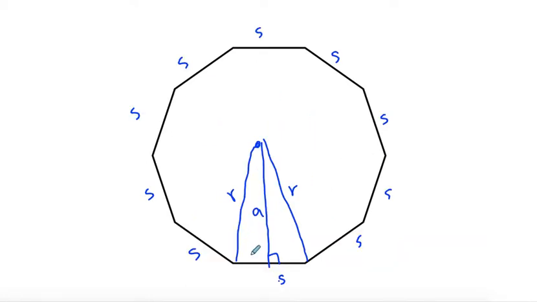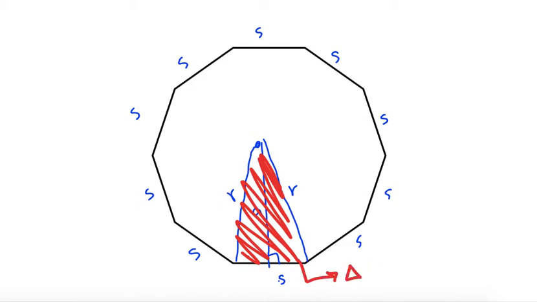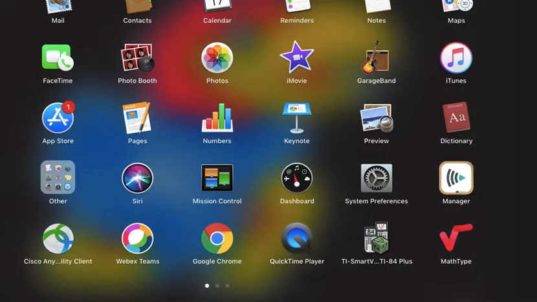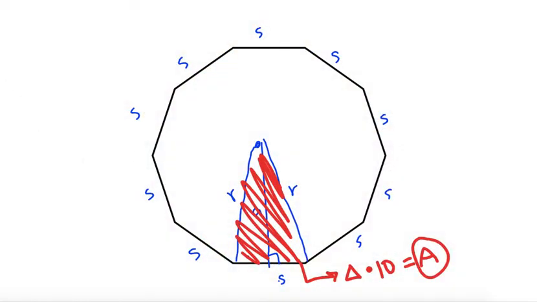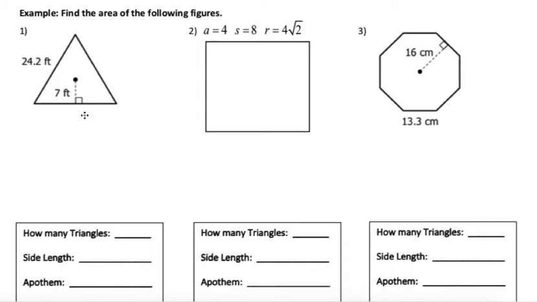Even with our decagon here, if I find the area of this whole triangle and then multiply by 10 for a decagon, it gives me the total area of the entire figure. So that's our goal today. Let's look at applying this.